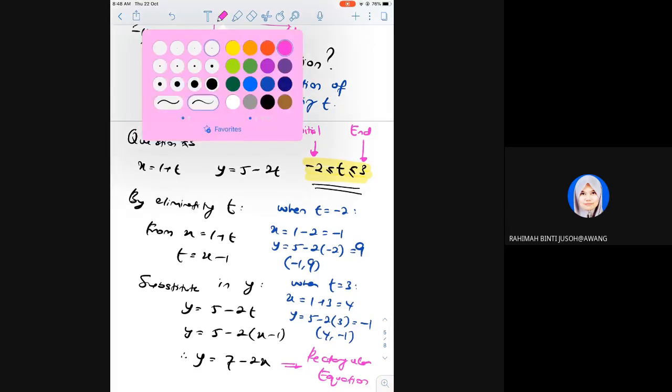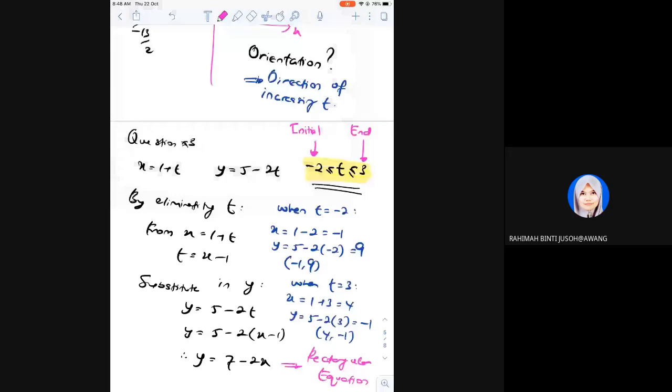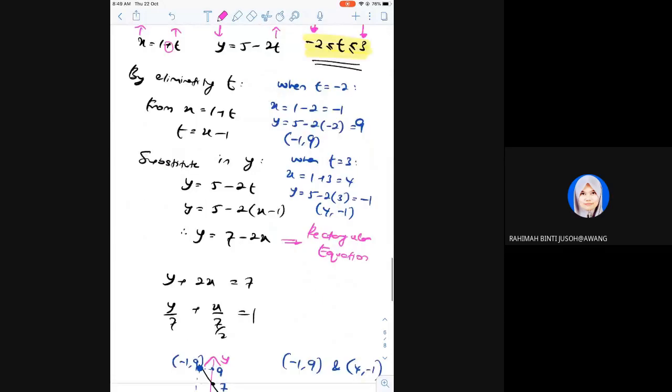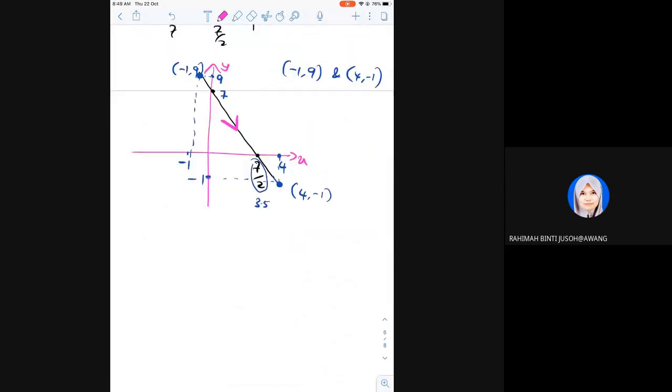Orientation. If t increases, of course x increases because it is positive, right? Okay, now if t increases, what happens to y? Decreases. Very good. So it should be downward orientation. So this is the orientation. Okay, in your test or quiz, usually this consists of 5 marks. Okay, 5 or 6 marks, depends on the equation. Alright, so if you answer like this, confirm you can get full marks.